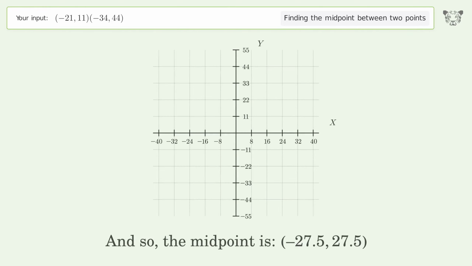And so, the midpoint is negative 27.5, 27.5.